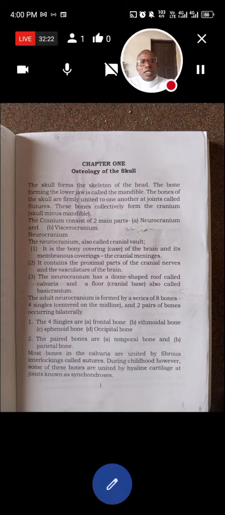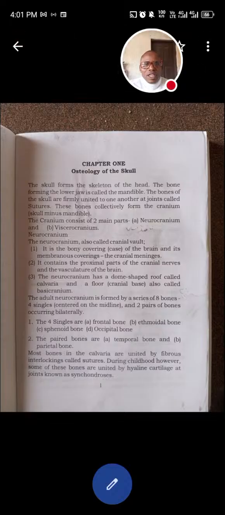So we said the osteology of skull. And what is the skull? We said the skull forms the skeleton of the head. All right. We said the skull is the head skeleton. So we talk about head and neck. The skeleton of the head is called skull.